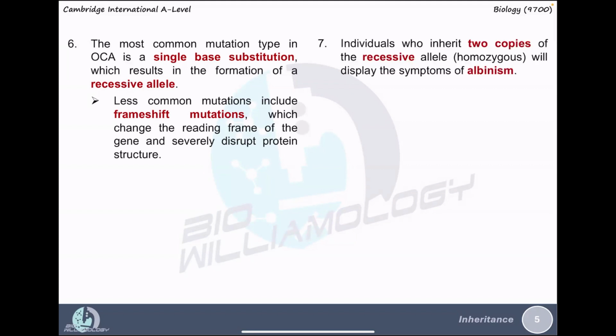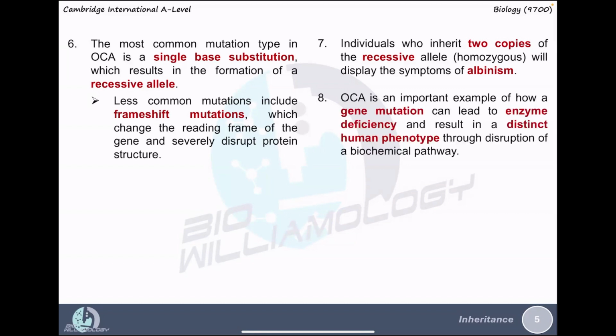Individuals who inherit 2 copies of the recessive allele, or are in a homozygous condition, will display the symptoms of albinism. Why? Because when there is a defect in the tyrosinase gene, dopa cannot be converted to dopaquinone, and therefore there is a reduction in the production of melanin. So OCA is an important example of how a gene mutation can lead to enzyme deficiency and result in a distinct human phenotype through disruption of a biochemical pathway.